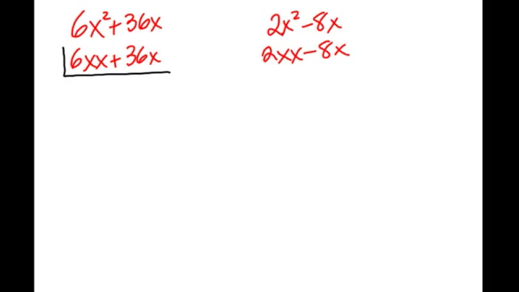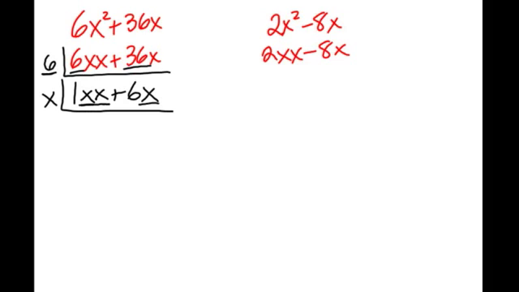What can both of those be divided by? They can both be divided by 6. 6 divided by 6 is 1, and I still have the 2 x's. 36 divided by 6 is 6, and I still have the x. What do they both have in common? They both have 1x. So I'm going to divide by 1x. Now yes, this one does have 2, but this one doesn't have 2. So the only thing they have in common is 1.